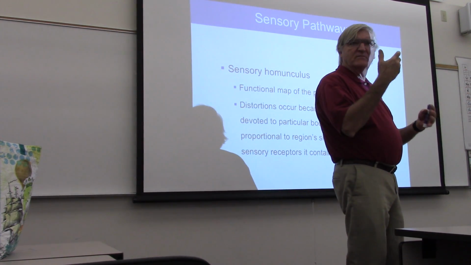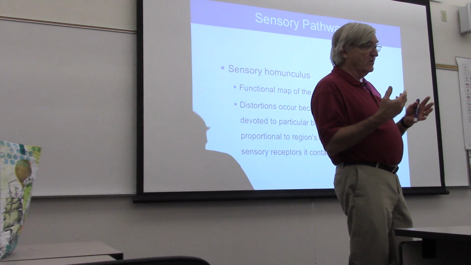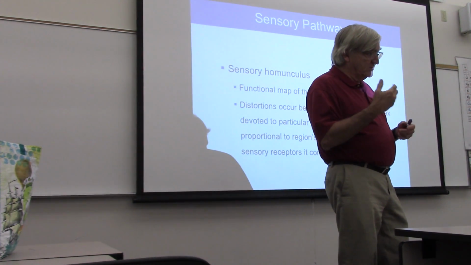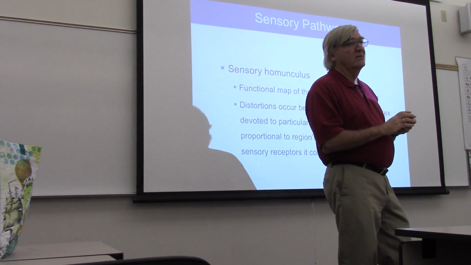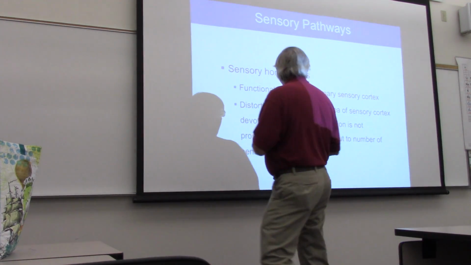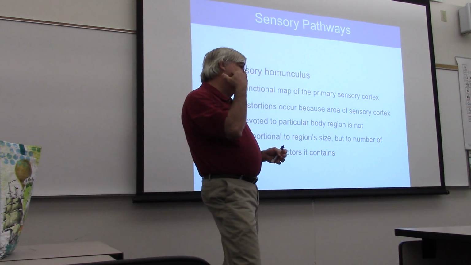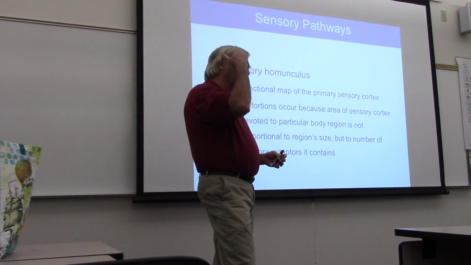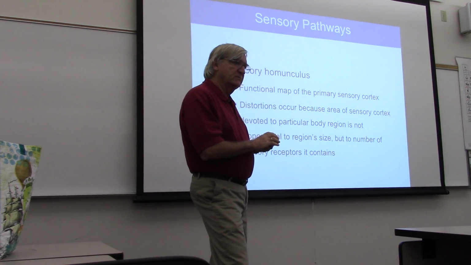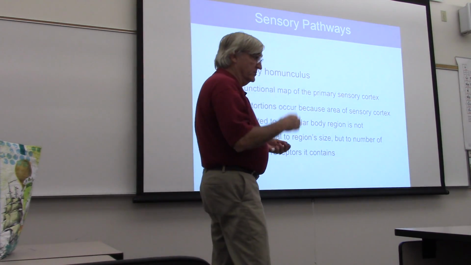Motor cortex is in front, the precentral gyrus. Sensory cortex is in the back seat. It's the postcentral gyrus. Okay? So, the whole sensory area of the other side of the body is laid out there in that postcentral gyrus.